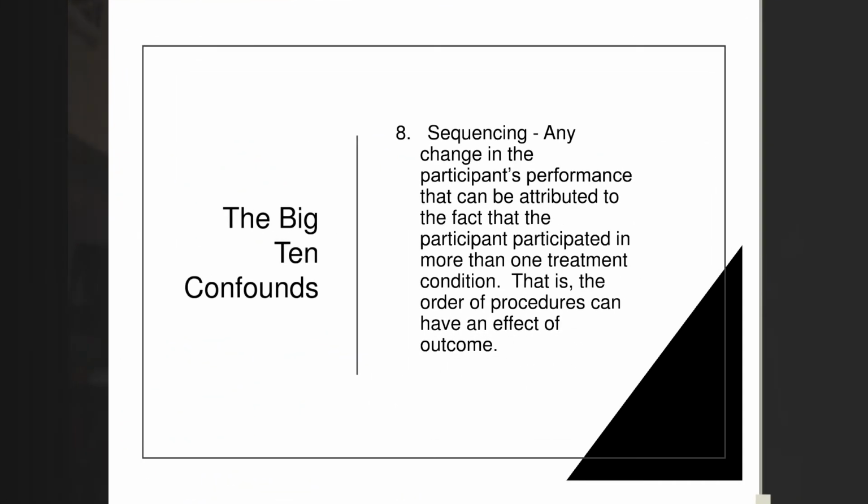The eighth confound to internal validity is sequencing. So anything that changes the order of events. If you go through one type of treatment and then you're given another, maybe the first one primes you to do better in the second. So the order of the procedures can change things.